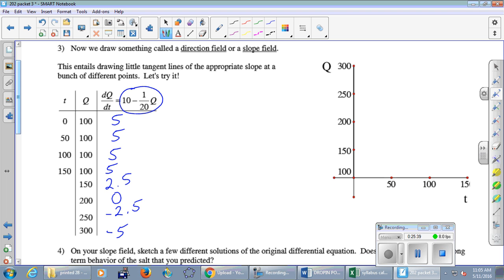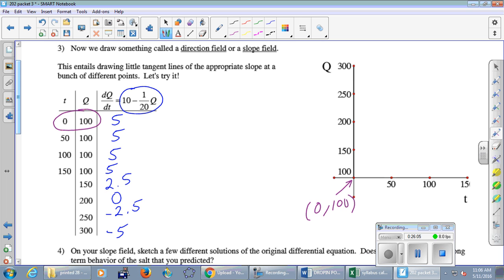So here's what we're going to do. We are going to come over into this picture right here. We're going to pick this point right here, 0, 100. That's kind of where we put the origin here. But anyway, that's the point 0, 100. T is on the horizontal, Q is on the vertical. And at that point right there, we're going to draw a little tiny line segment whose slope is 5.